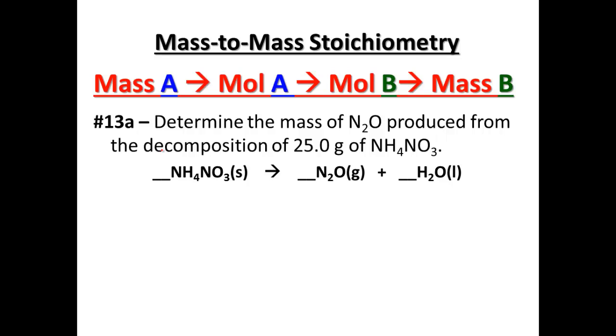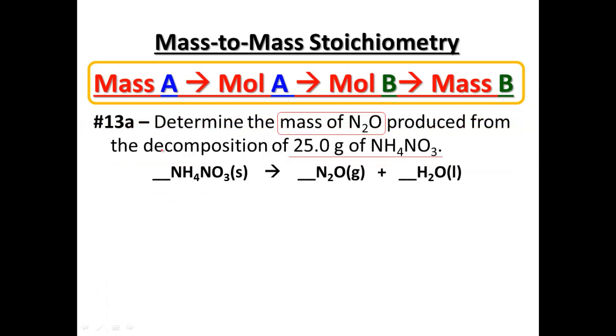So as we're looking, our last step now is going to be to go the entire way. Determine the mass of N2O produced from the decomposition of 25 grams of NH4NO3. So at this time, we're starting out with grams of NH4NO3, ammonium nitrate, and we're trying to find out how much nitrogen oxide is going to be produced, or dinitrogen monoxide is going to be produced. So we're starting out with mass, needing to go 1 conversion to moles, mole to mole conversion to get to the moles of the other substance, and then moles to mass conversion.